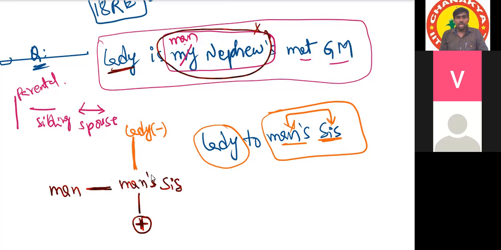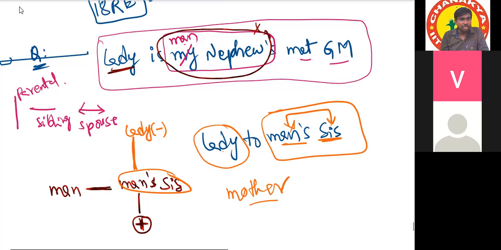Now the question is, how is the lady related to the man's sister? Man's sister is this one. How is this lady related to the man's sister? She is the mother. The lady is the mother of the man's sister. Answer is mother. Got it?